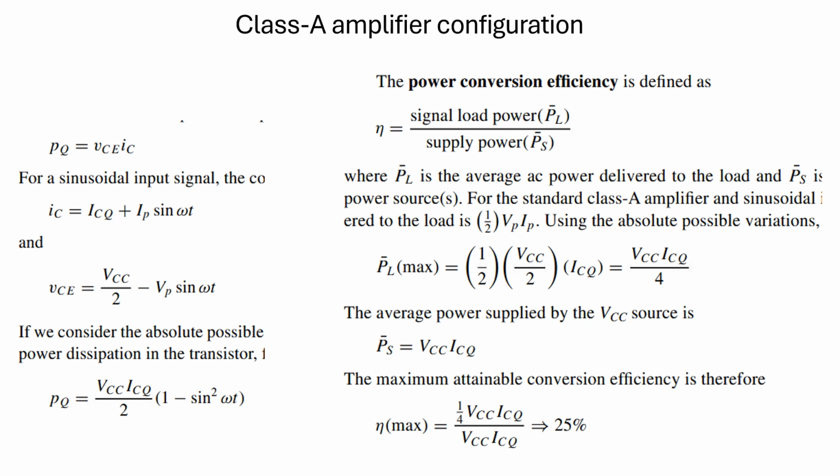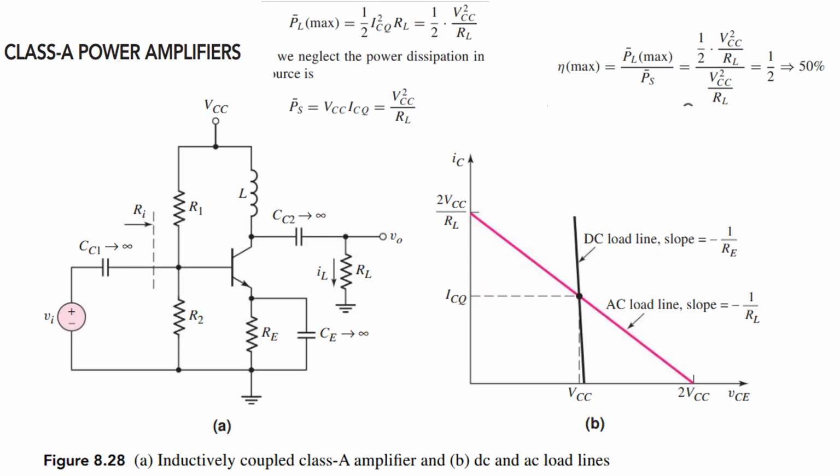The efficiency can be written as the signal load power divided by the total supply power that we are supplying. If you want to find the maximum, we can make it approximate, and finally if we calculate, it comes to 25% only. So the efficiency for this class A type of power amplifier is only 25%. This is actually the example of the class A power amplifier.